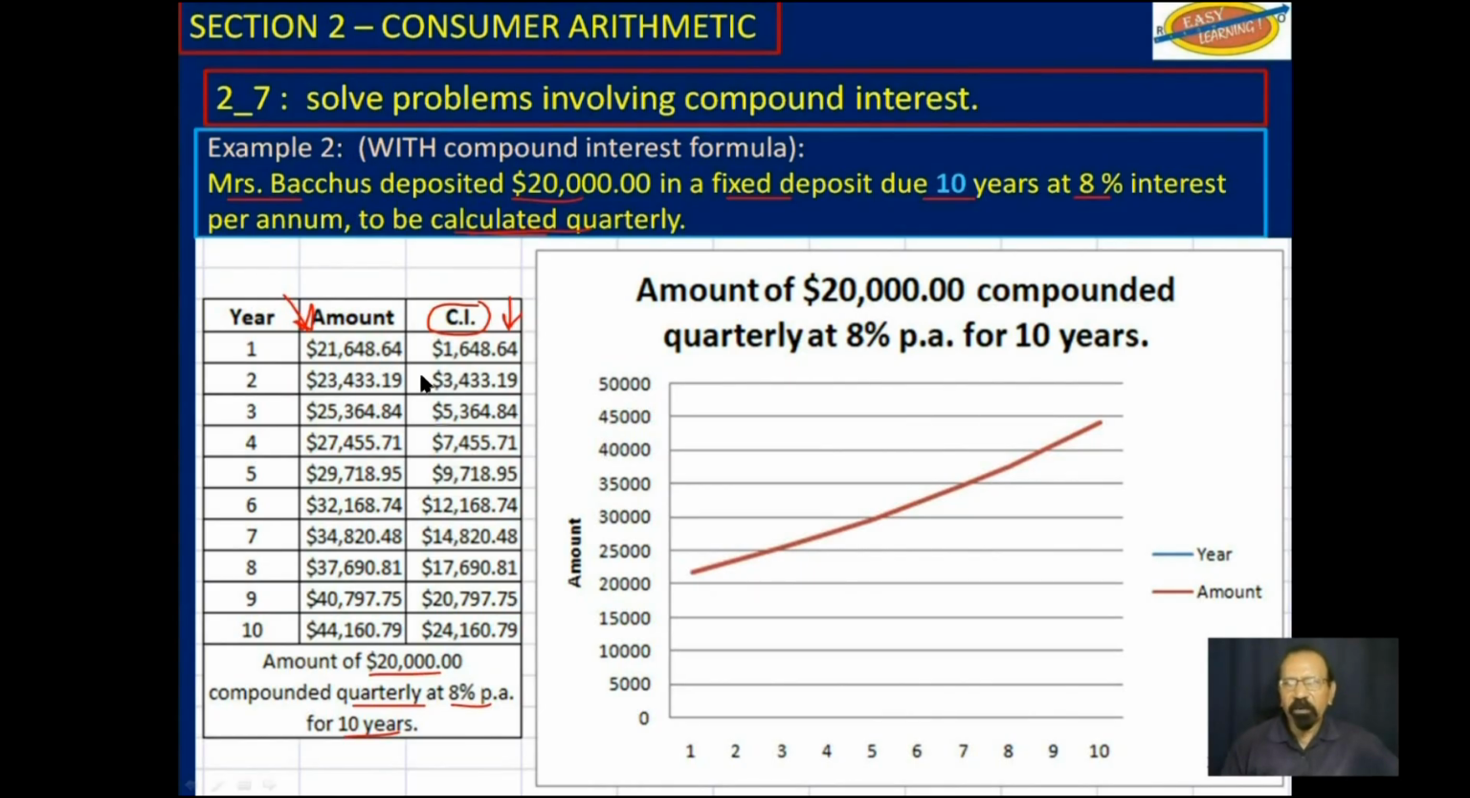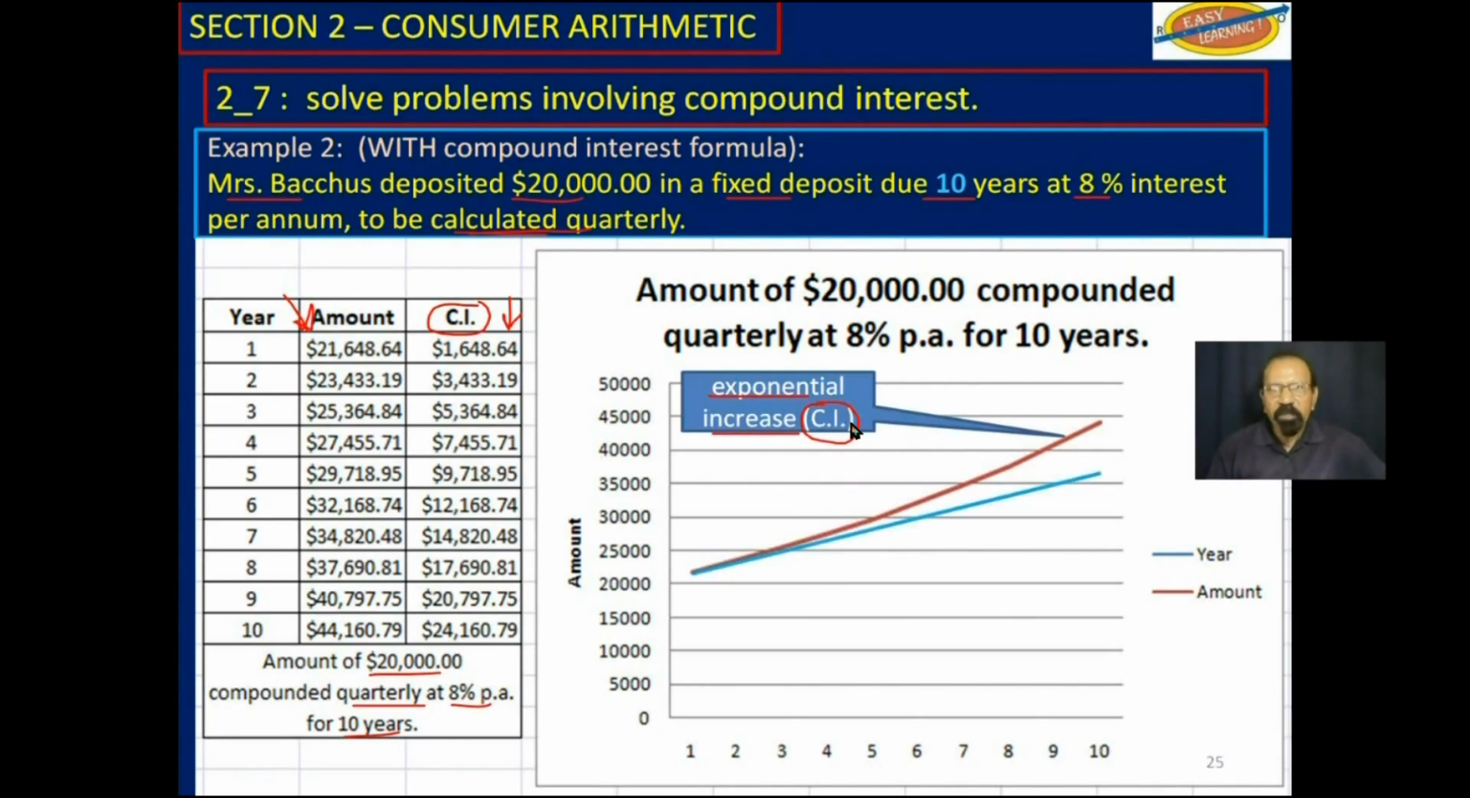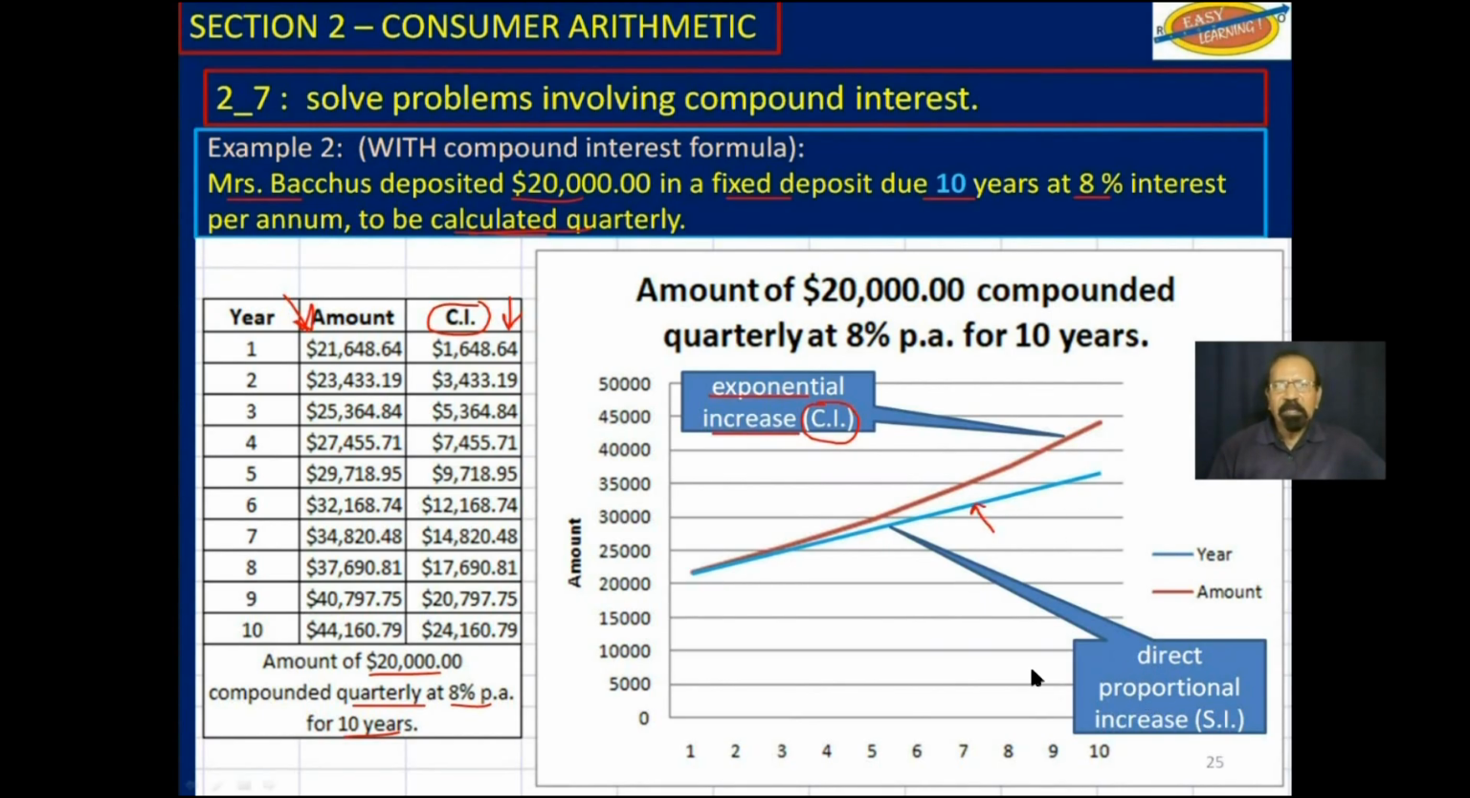If you plot all of that on a graph, you get a graph that looks like this. It's an exponential increase. This is compound interest. If you were to do the simple interest, it would look like this blue line here. As time goes by, notice the difference from here to here and the difference from here to here. As time goes by, that difference becomes greater on the compound interest as opposed to the simple interest.